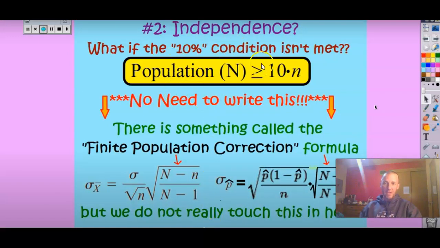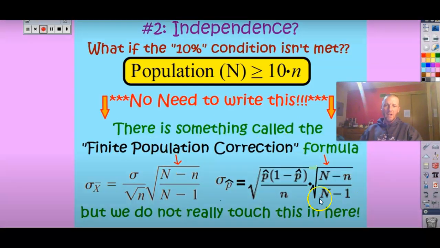If this isn't met, here's something that he includes. I've mentioned it before in class, I know at least once. It can still be done. It's just not done in AP Statistics. There's this little thing here, which is the same thing over here. It's called the finite population correction, FPC. That's what you can use if we don't meet the 10% condition. But you can completely tune that out because that is not part of the AP Stat curriculum, and so you can ignore it.